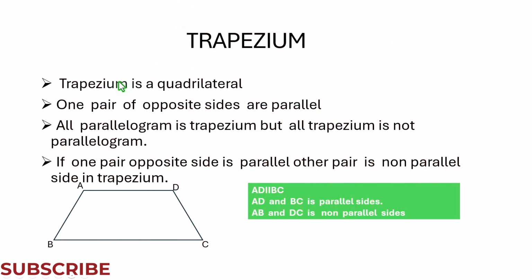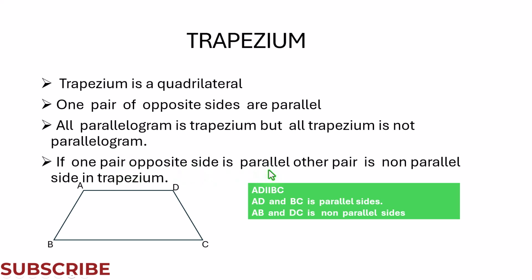First of all, trapezium. A trapezium is a quadrilateral in which one pair of opposite sides are parallel. A quadrilateral has two pairs of opposite sides: AB and DC are opposite sides, BC and AD are opposite sides. If one pair of opposite sides is parallel, the quadrilateral is a trapezium. If both pairs of opposite sides are parallel, it is a parallelogram. All parallelograms are trapeziums, but not all trapeziums are parallelograms.